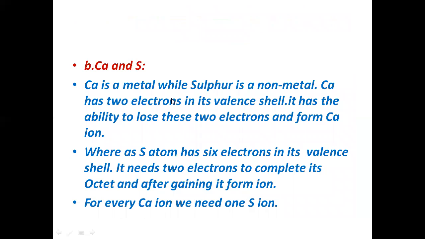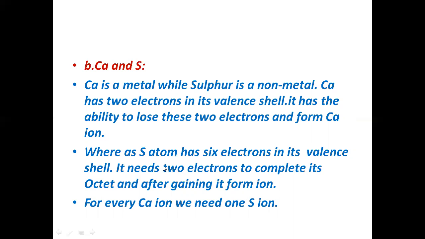The second case is we have to make an ionic compound for calcium and sulfur. Calcium is present in the second group of the periodic table, and it has 2 electrons in its outermost shell. Calcium is a metal while sulfur is a non-metal. It is present in group 6A of the periodic table. Calcium has 2 electrons in its valence shell, and it has the ability to lose these 2 electrons and form calcium ion.